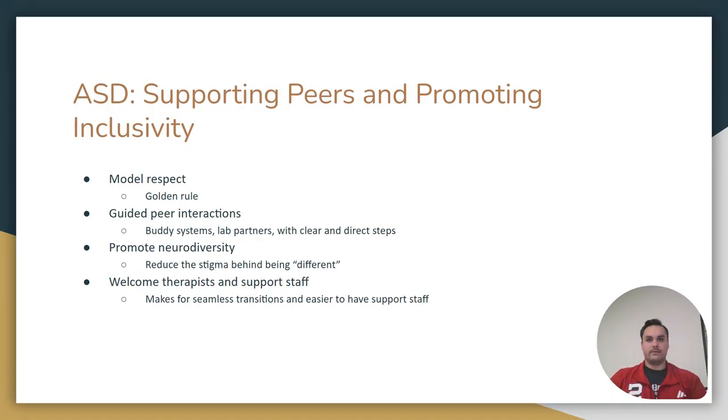Supporting peers and promoting inclusivity. We can help student peers understand neurodiversity in positive ways, showing empathy and modeling empathy, guiding interactions, and trying to reduce stigma around being different. Those are all important to help students with ASD feel supported and promote inclusivity. We can also bring in or welcome special education staff, counselors, therapists, all of those different staff members into our classroom to show students that having support is normal and that everyone deserves access to what they need to be successful.